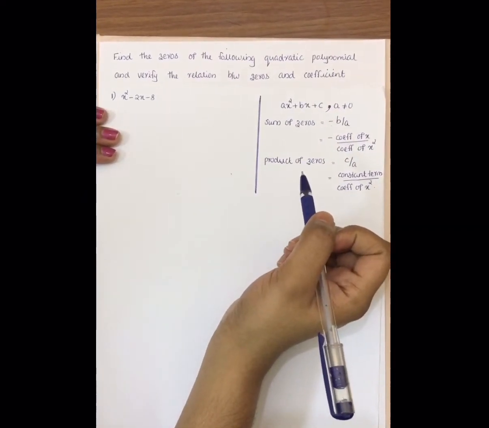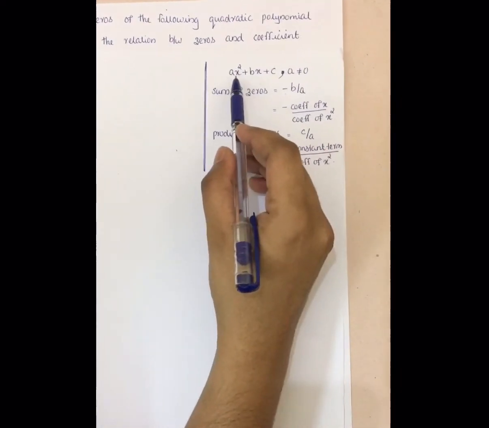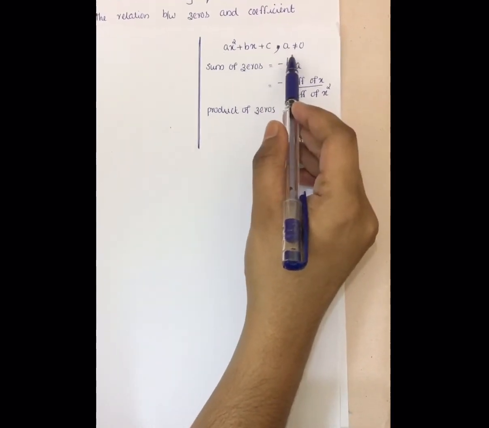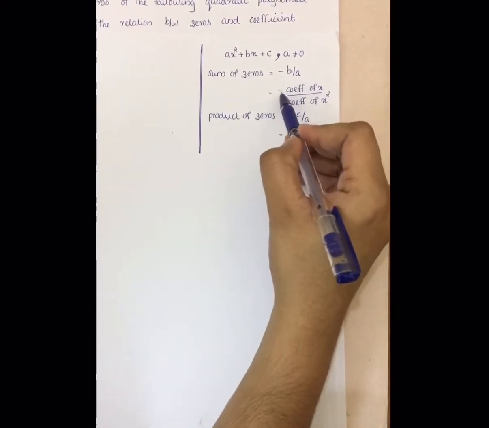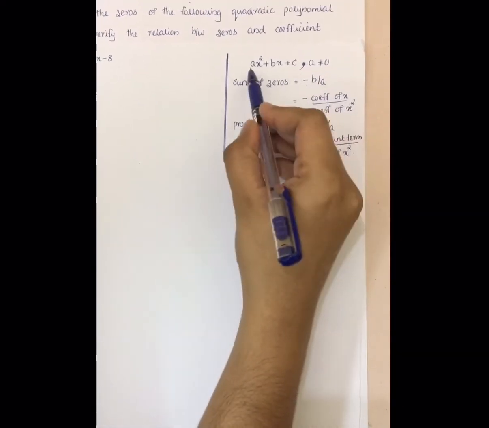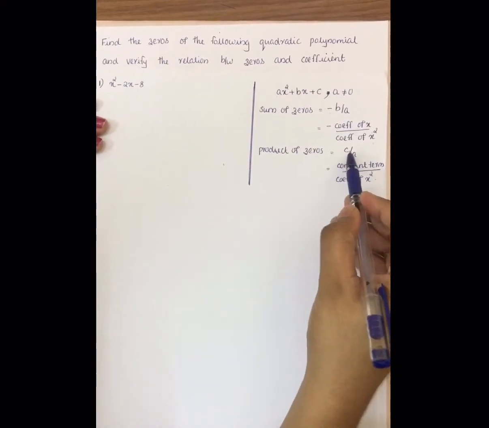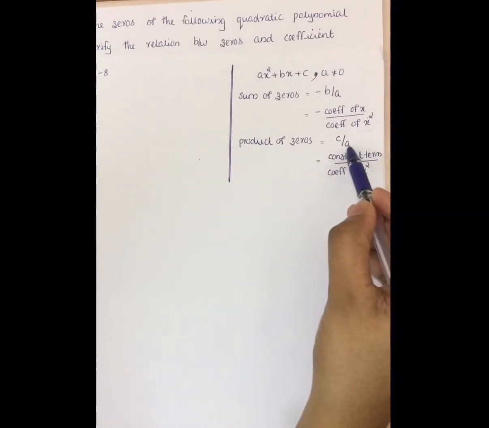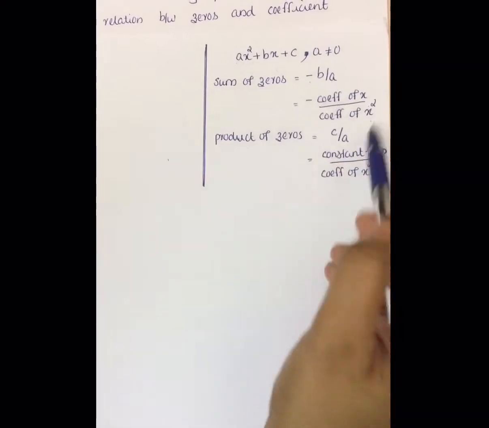In my previous video we saw that for a polynomial ax square plus bx plus c, with a not equal to 0, that is a quadratic polynomial, the sum of zeros is equal to minus b by a, that is minus of the coefficient of x divided by the coefficient of x square, and the product of zeros is equal to c by a, where c is the constant term divided by the coefficient of x square. So we have to apply these equations.